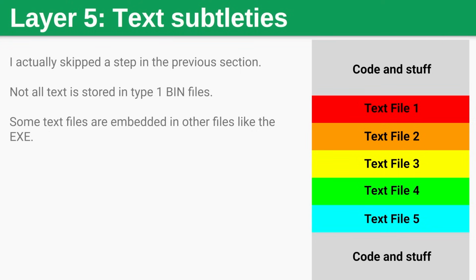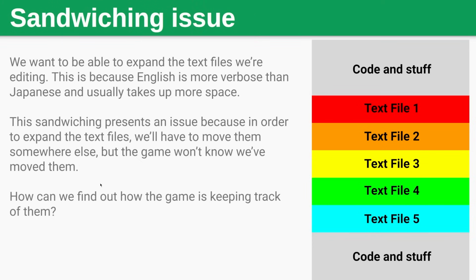But before we get to that, I have to explain something that we actually skipped in a previous section. Not all the text is stored in these type 1 bin files. Some of these text files are actually embedded in other files like the exe. This creates kind of a big problem because we want to be able to expand and change the size of these text files, especially because English is more verbose than Japanese. It usually takes up more space to store text in English than it does Japanese.